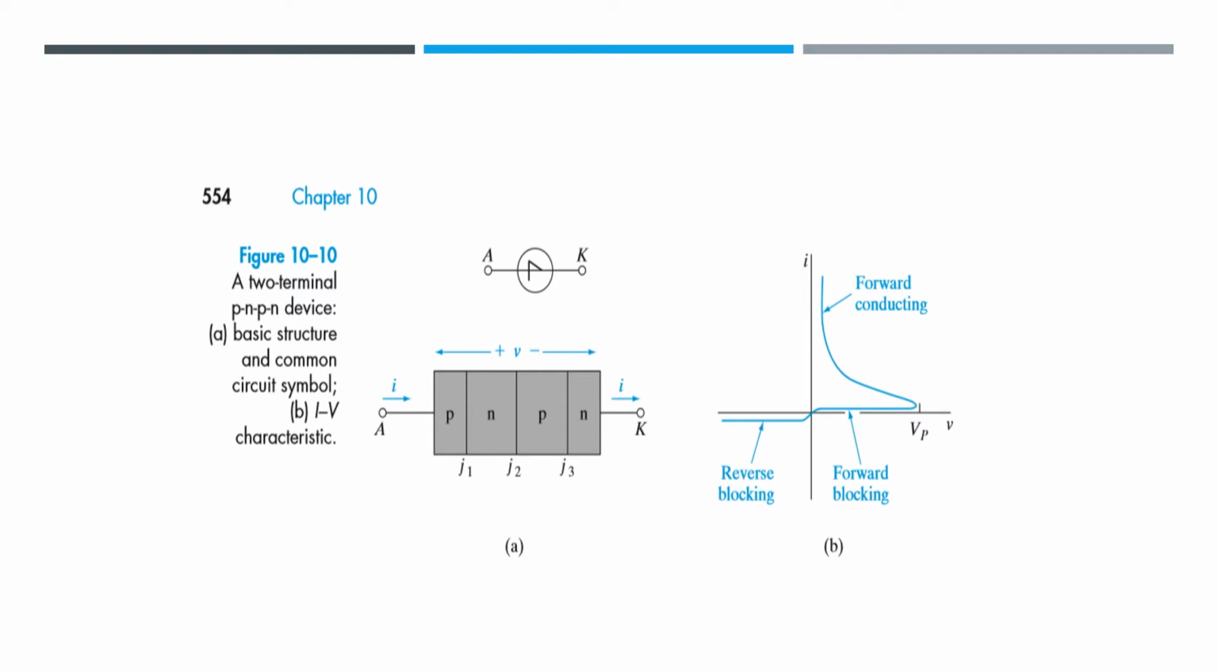In this discussion, we will see that the PNPN structure can be considered, for many purposes, as a combination of PNP and NPN transistors, and its analysis can be understood by keeping in mind the function of the BJT studied in chapter number 7.